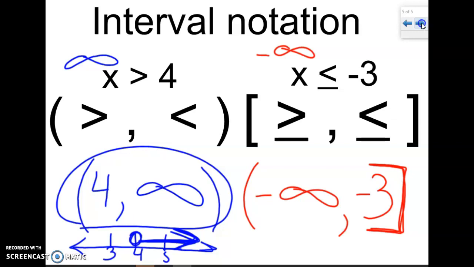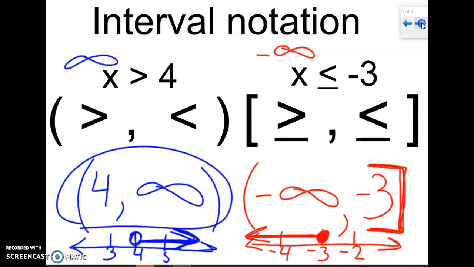Now, if it was negative infinity, comma, -3, we would again put that number line down, -3 in the middle, -4 on the left, -2 getting bigger on the right. This time the circle gets filled in because it's a bracket. That's what the bracket is telling me. -3 is included. The negative infinity is saying it's going to the left, and therefore I will shade my answers to the left, and they will never end. They will always be getting smaller. Okay?